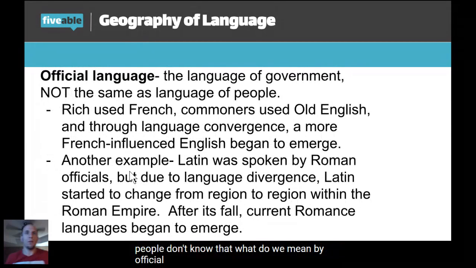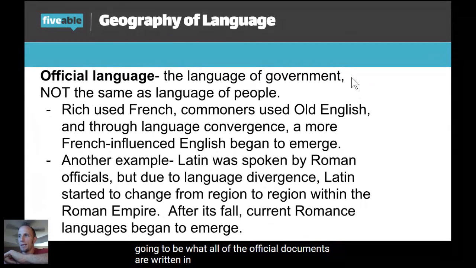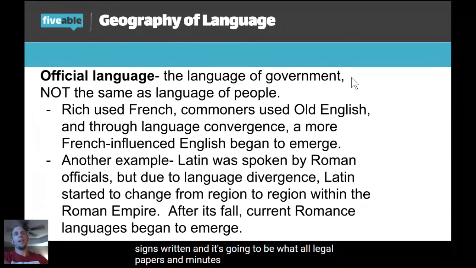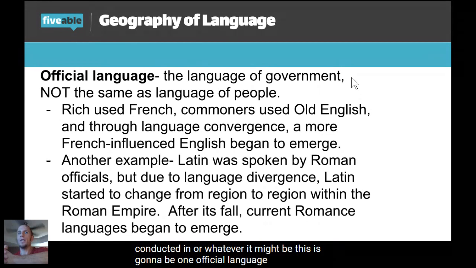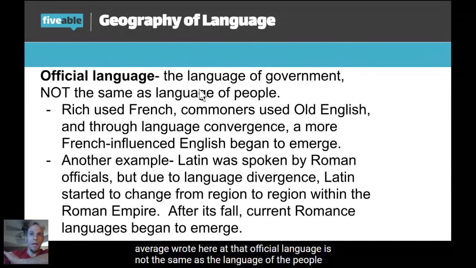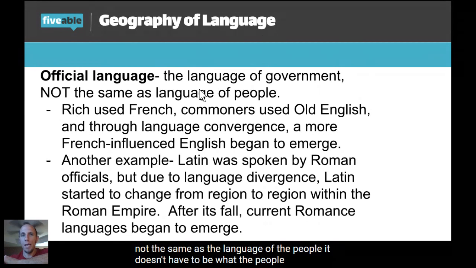What do we mean by official language? This is a word you need to know. It is simply the language of the government. It's going to be what all the official documents are written in. It's going to be what your street signs are written in. It's going to be what all legal papers and minutes are written in, maybe what Congress might be conducted in, or whatever it might be. Notice that I wrote here that an official language is not the same as the language of the people. It doesn't have to be what the people speak in order for it to be an official language.